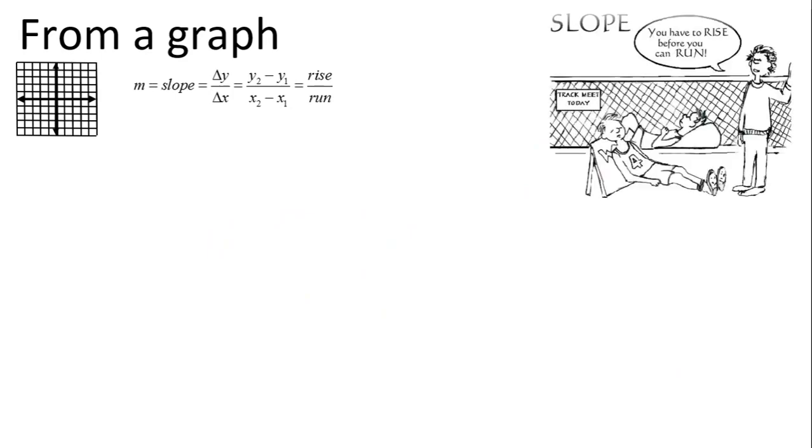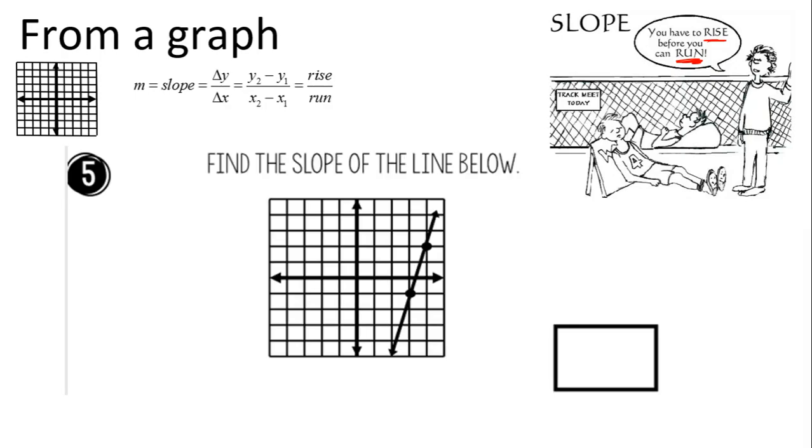From a graph. All right. So I thought this was kind of cute right here. You have to rise before you can run. So true when it comes to slope. The rise is always in the numerator, always. So it's different than when you graph a point, because when you graph a point, you always go left or right and then up or down. This is different. So when you're looking at your slope, you're looking for from one point to another, what's your rise and what's your run.